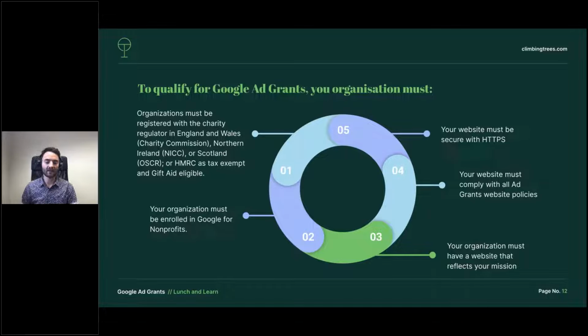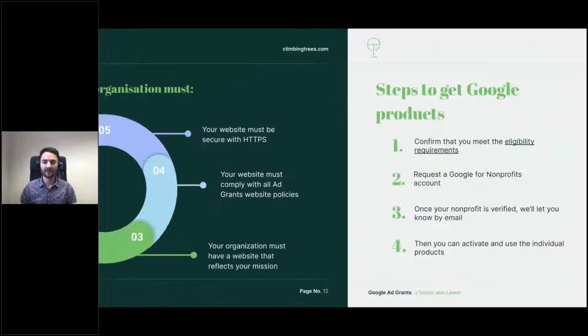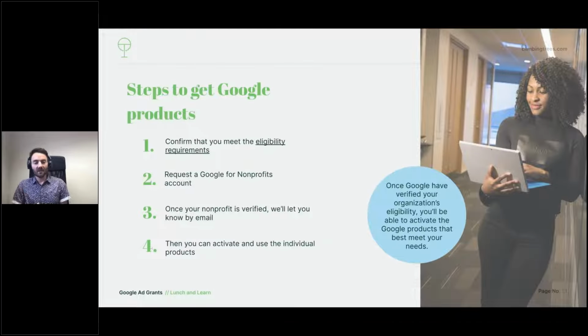And then lastly, it's enrolling your organization in Google for Nonprofits. And the way you do that, after confirming that you meet those requirements, is if you just visit the Google for Nonprofits website, you fill in a few details, and within probably just a few days, you'll get back an activation, hopefully. And this gives you access to Google for Nonprofits.